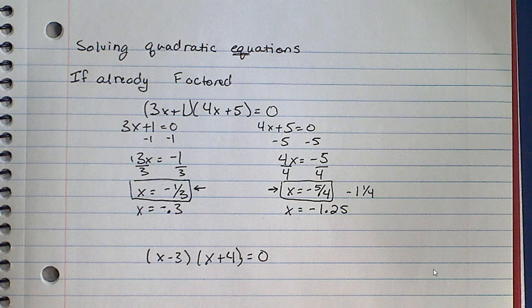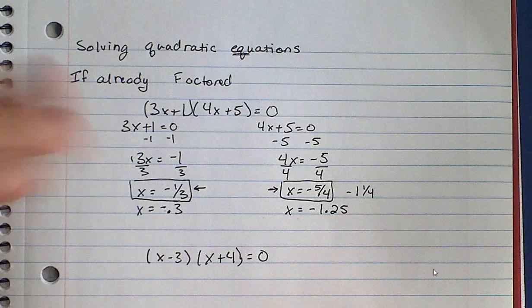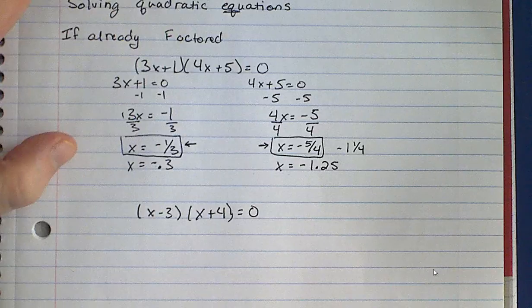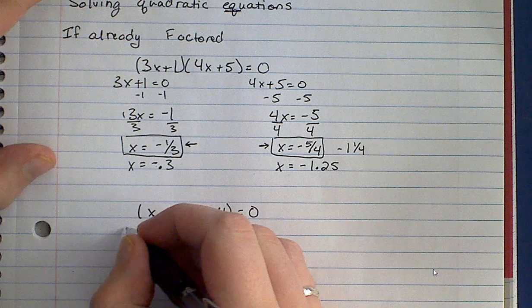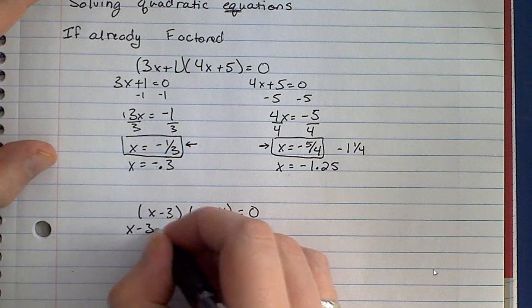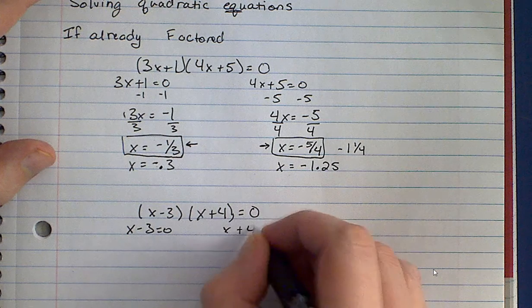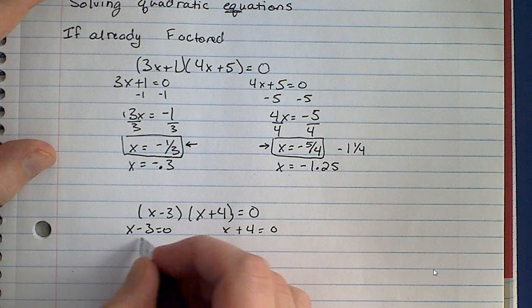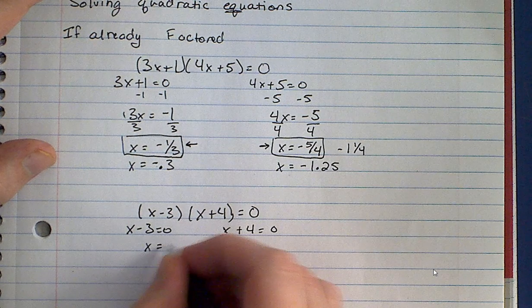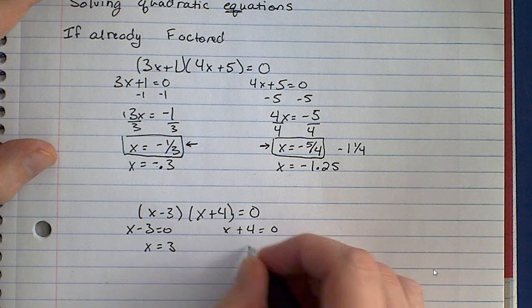Alright, so what you need to do here in order to solve this is take those two things that are in parentheses and set each of them equal to 0. So most of you already did this. I'm just going to go through it really quickly here. So this is going to be x minus 3 equal to 0 and x plus 4 equal to 0. So plus 3, you get x equals 3. Minus 4, you get x equals negative 4.